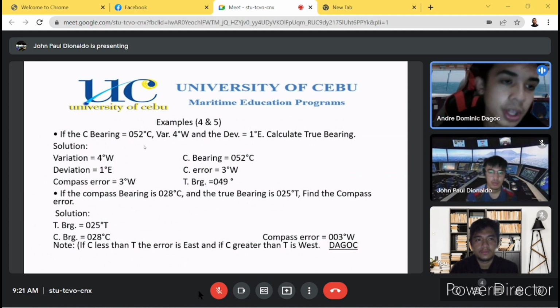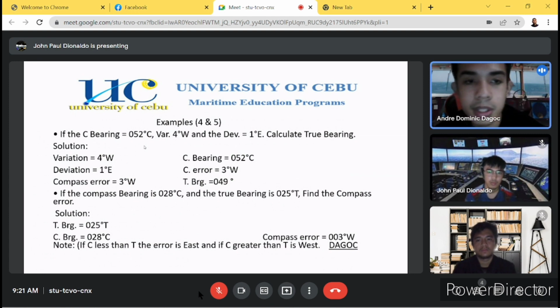So we have here how to get the compass error. As discussed earlier, we will subtract 1 degree east from 4 degrees west. So we have here the compass error of 3 degrees west. So 052 degrees, the compass bearing, minus the compass error, which is 3 degrees west, we can get the value of the true bearing, which is 049 degrees.